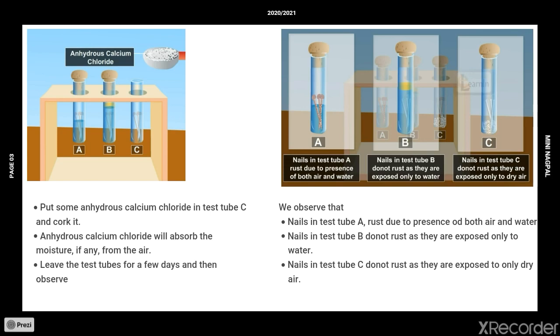So what do we conclude? We conclude that two things are necessary for the corrosion of iron to take place. That is, for the formation of rust, we need moisture and oxygen. So moist air is a necessary condition for rusting.